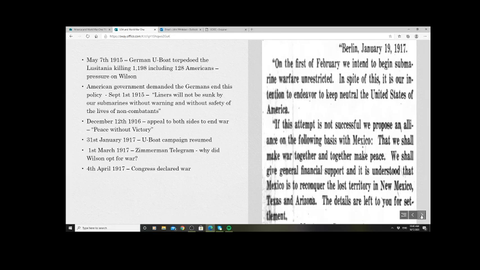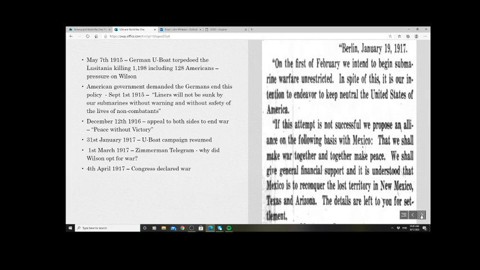Wilson stands up and basically states in this address on the 2nd of April, so 2 days before he formally declares war, in the US Congress, "The world must be made safe for democracy." And this is really important, right, for the next thing that I'm going to focus on.